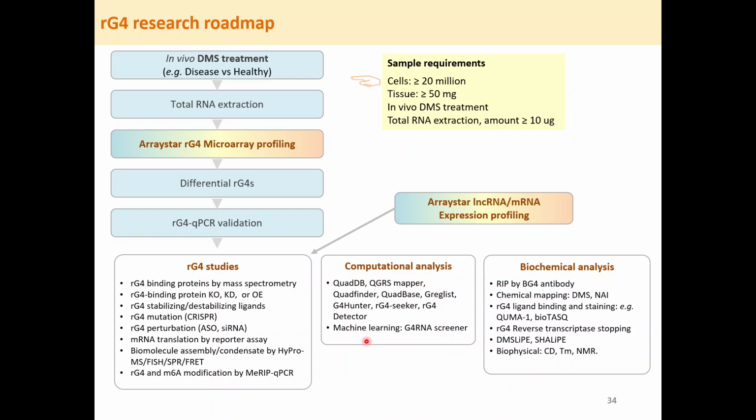Common rG4 biochemical analyses include RNA immunoprecipitation, RIP, by BG4 antibody, chemical mapping by DMS or N-acetyl-imidazole, NAI, rG4 ligand binding or staining, for example, by Biotask, rG4 reverse transcriptase stopping, lithium-ion-based primer extension using DMS-LIPE, or using selective 2'-hydroxyl acylation, SHA-LIPE, for rG4 mapping. Circular dichroism, melting temperature, and NMR are some biophysical methods to analyze rG4 structures.